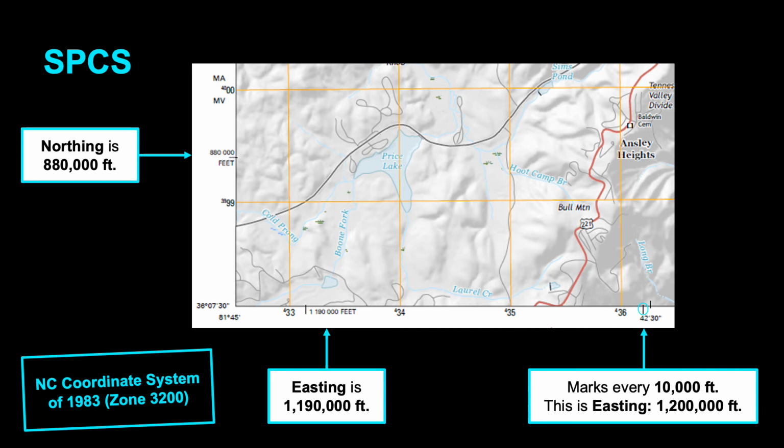The tick marks closest to the bottom left corner are labeled 880,000 feet north and 1,190,000 feet east. The tick marks are located every 10,000 feet across the map. This means that the next easting tick mark is located at 1,200,000 feet east. Though we can't see it in this image, the next northing tick mark is located at 890,000 feet north.